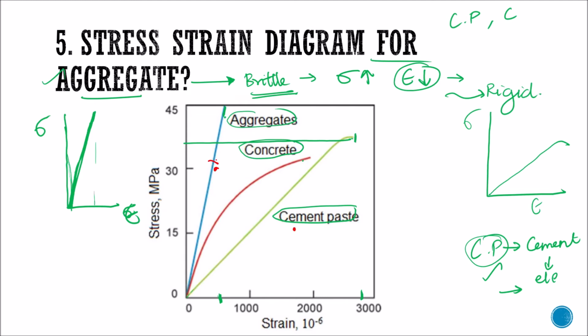And unlike aggregate and cement paste, where there is a linear behavior till the yield point, in concrete we don't have any such behavior. The reason is what we have already seen in the previous videos. The reason is the ITZ, the interfacial transition zone. Because of it, micro cracks occur in the concrete even before it is loaded. Since micro cracks occur, we cannot take the behavior as linear. Therefore, we can see that the stress strain curve for concrete is non-linear, and also the stress taken by concrete before failure is less.